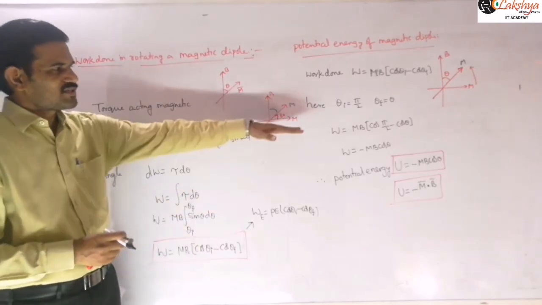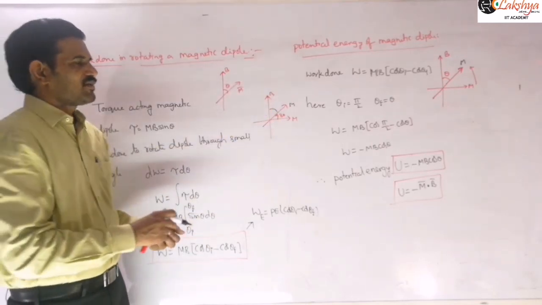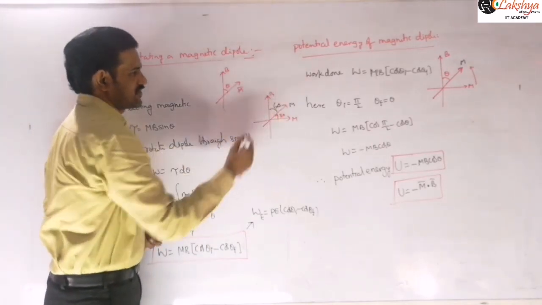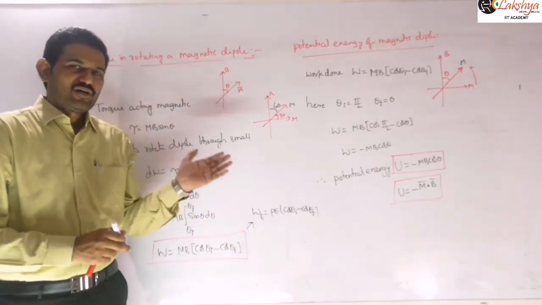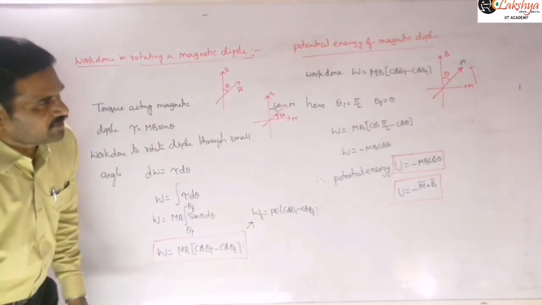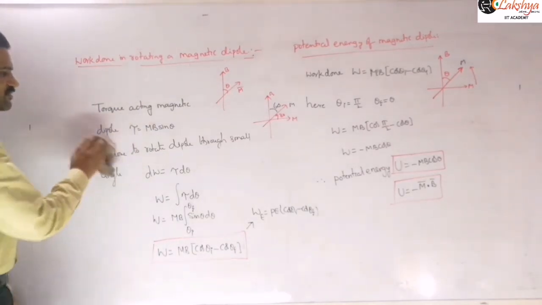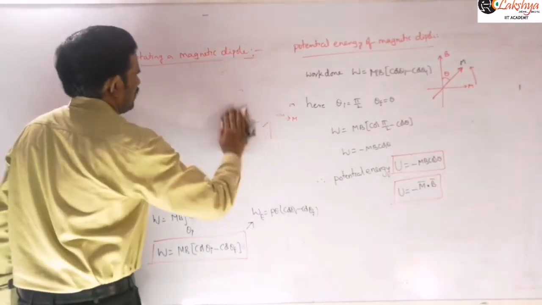So theta initial means the initial angle between m bar and b bar, that is 90 degrees, and the final angle between M bar and B bar is 60 degrees here. So you need to substitute the angle between M bar and B bar, not the angle of rotation, how much angle you are turning. And here we can also mention when this potential energy becomes maximum and when it becomes minimum.